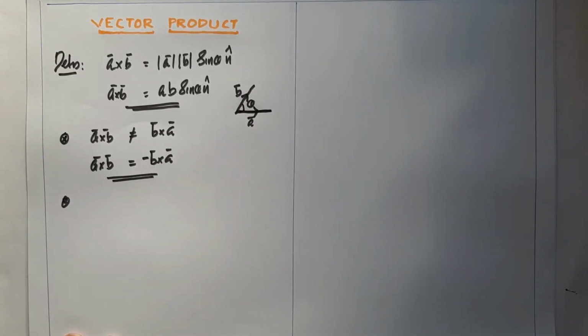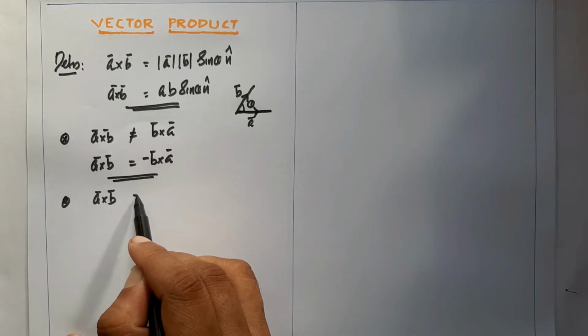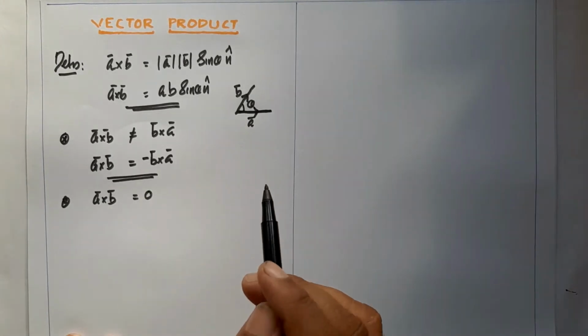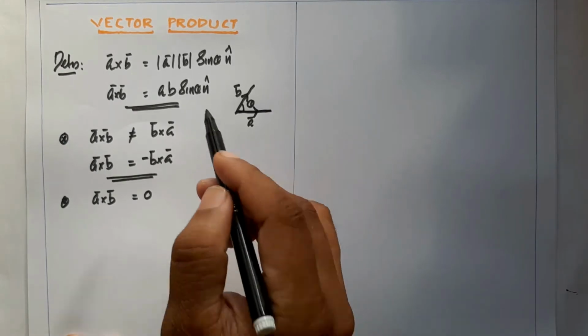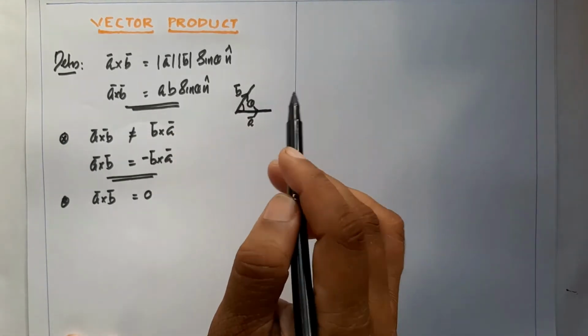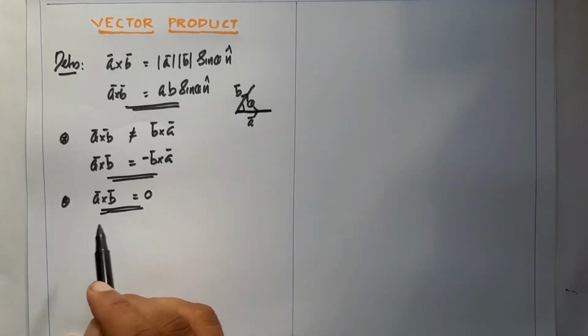Second, if vector A and vector B are parallel, then A cross B is equal to 0. That is, the angle between vector A and vector B, theta, is equal to 0, and therefore AB sin 0 is equal to 0, and therefore A cross B is equal to 0. If vector A and vector B are identical, similarly we get A cross B is equal to 0. If vector A and vector B are collinear, then also we get A cross B is equal to 0.